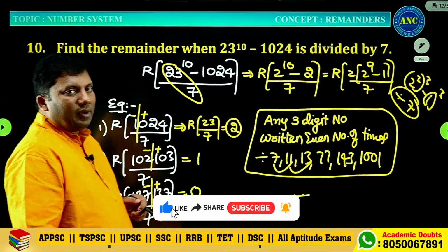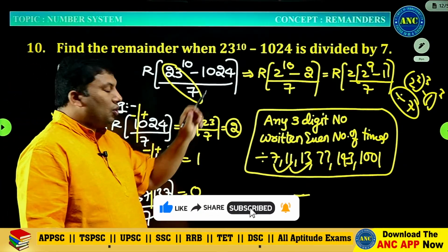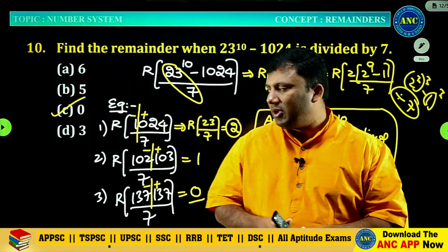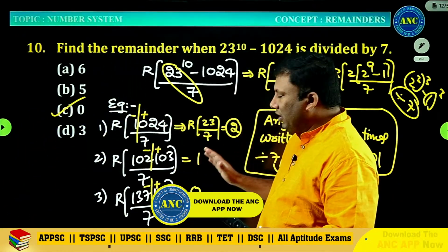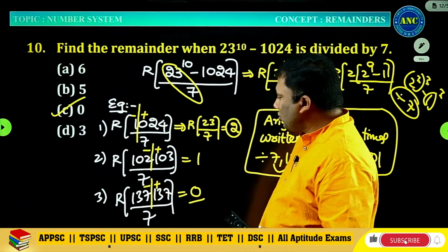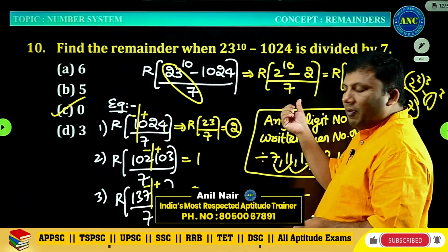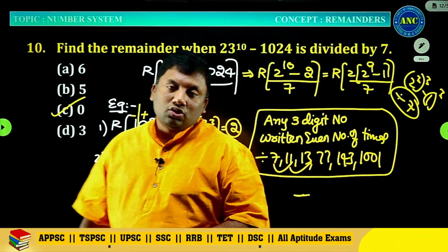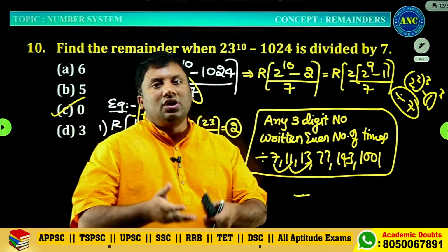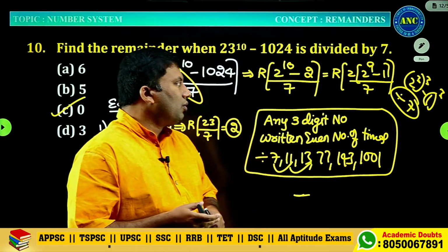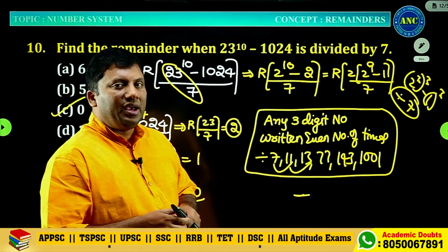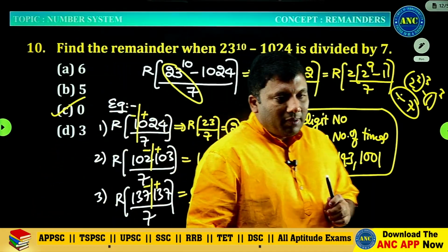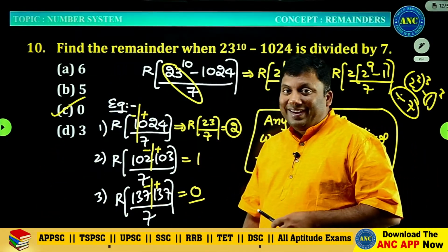2 power 10 minus 2. 2 power 10 is 1024. Take a group of 3 digits, alternately plus minus. 24 minus 1, 23, divided by 7 leaves 2. So 2 power 10 minus 2, that is 2 common 2 power 9 minus 1. 2 power 9 minus 1 can be written as 2 cube whole cube minus 1 cube. a cube minus b cube is divisible by a minus b. So the answer is perfectly divisible. I hope the idea is clear.